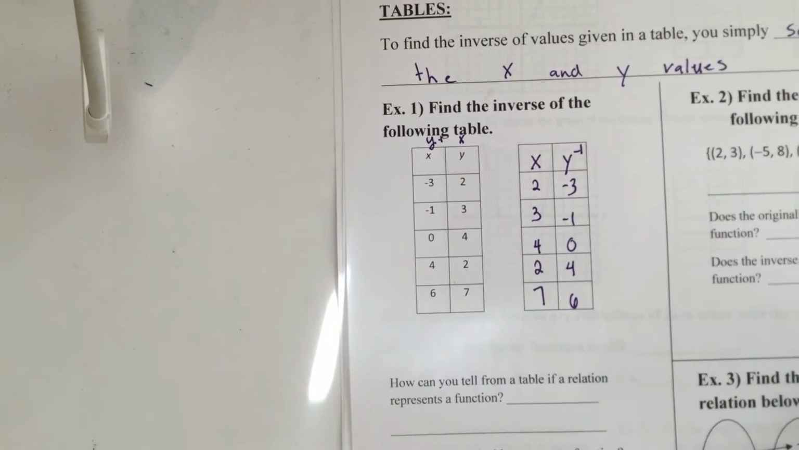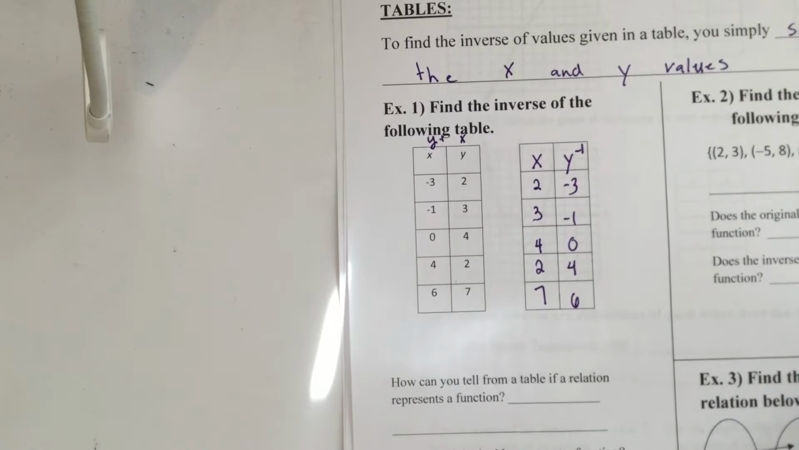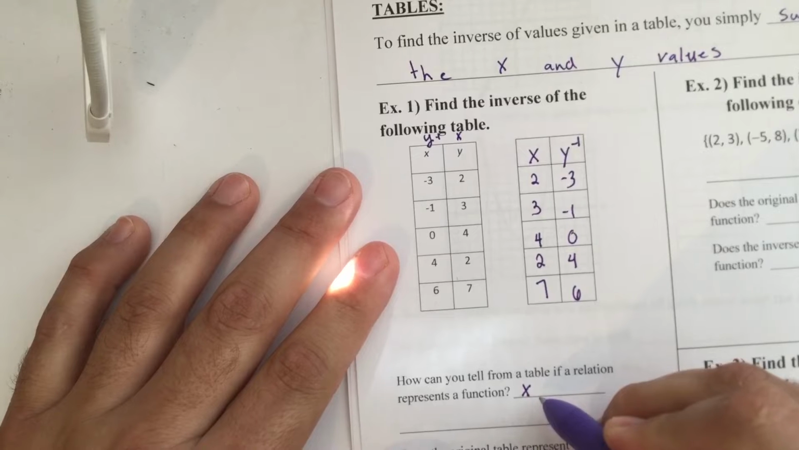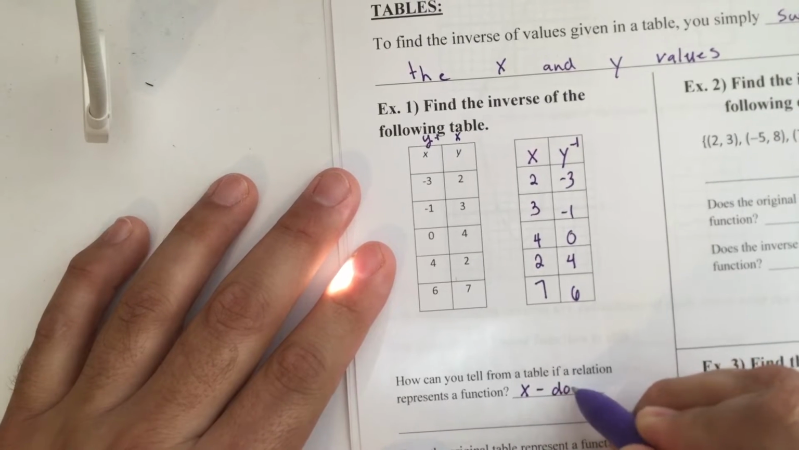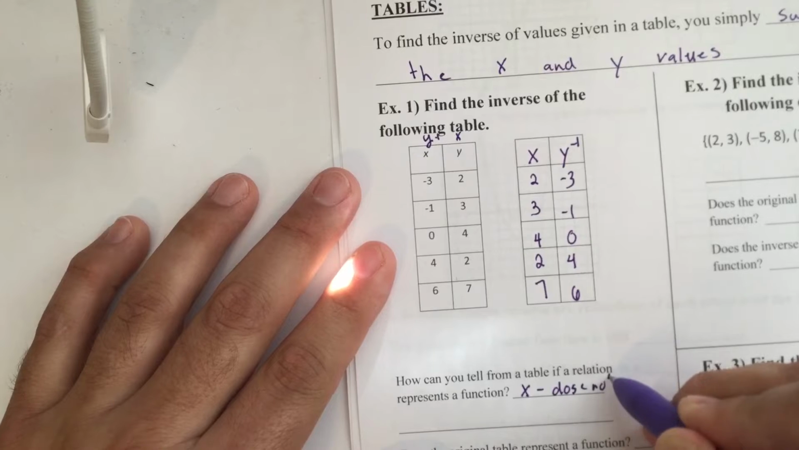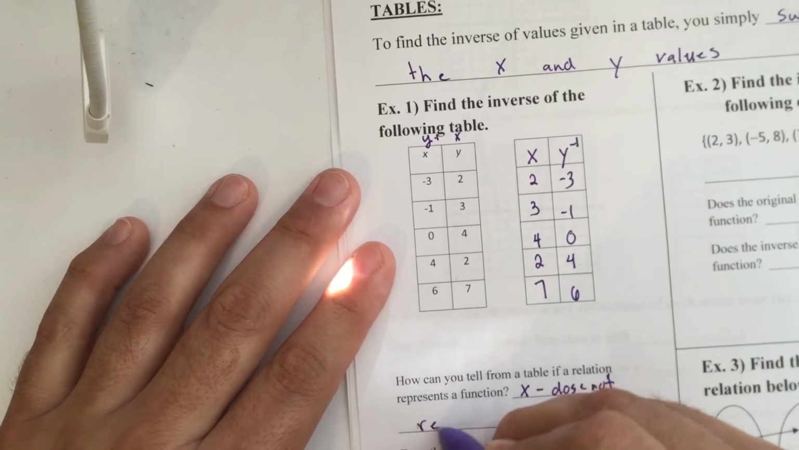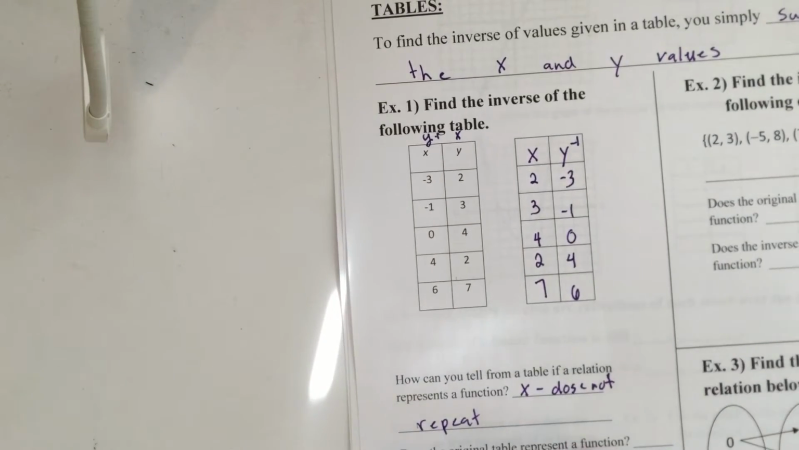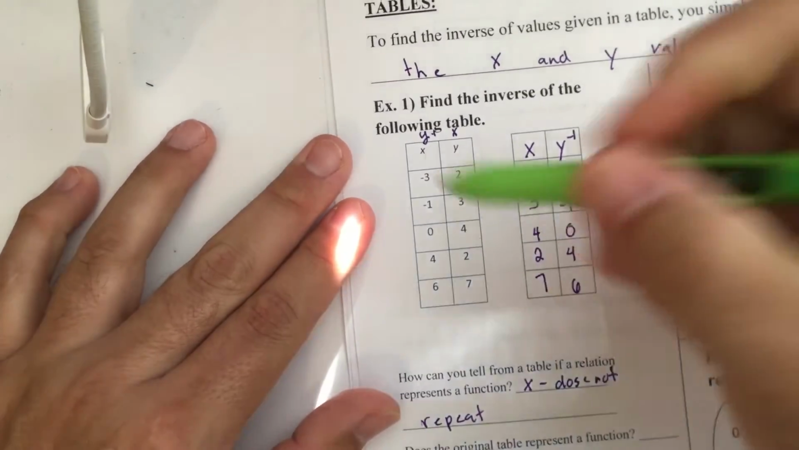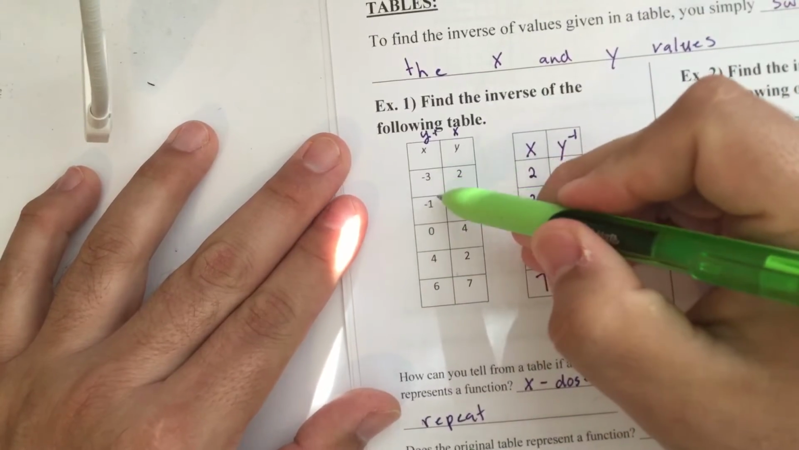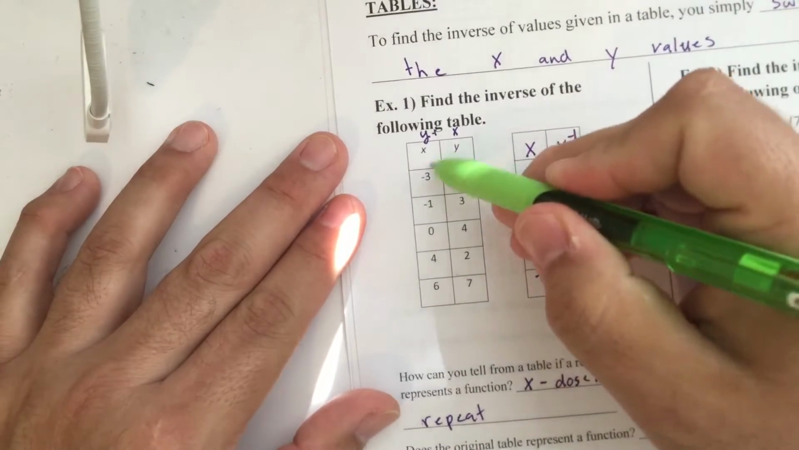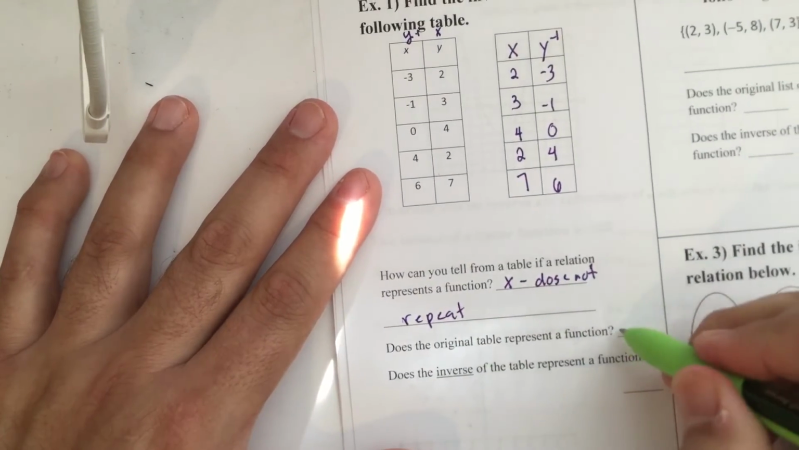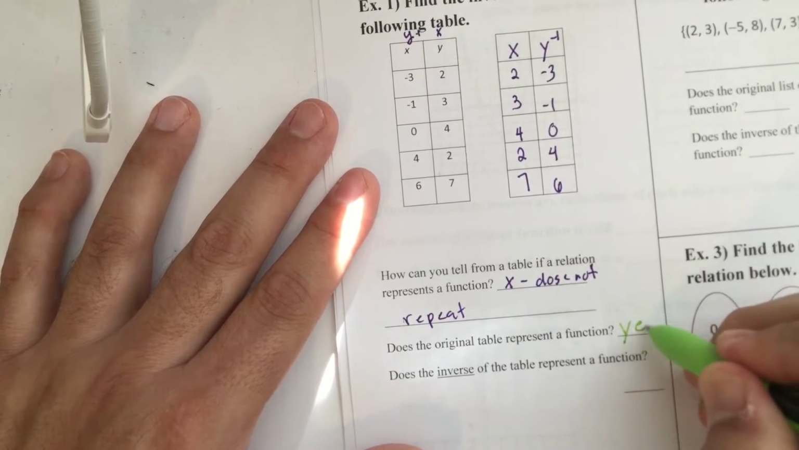So how can you tell from a table if a relation represents a function? Well, the simplest thing is that x does not repeat. So does the original table represent a function? We look at my x values for the original table: negative 3, negative 1, 0, 4, 6. Nothing repeats there, right? I didn't say any numbers over again. So the original table does represent a function. That's a yes.